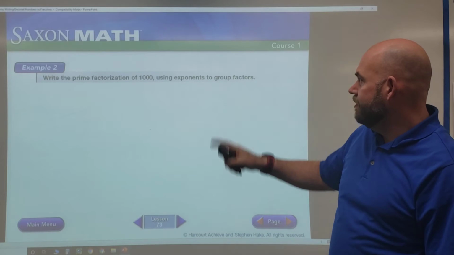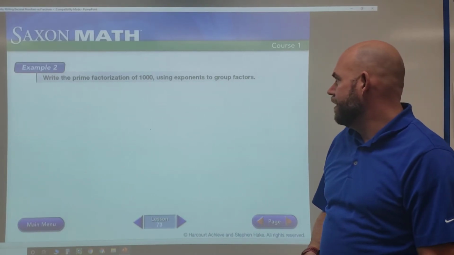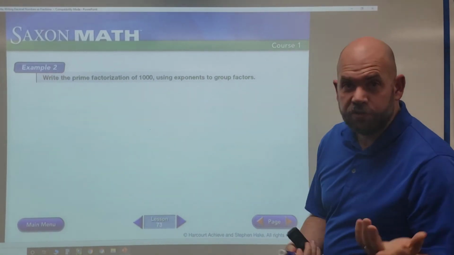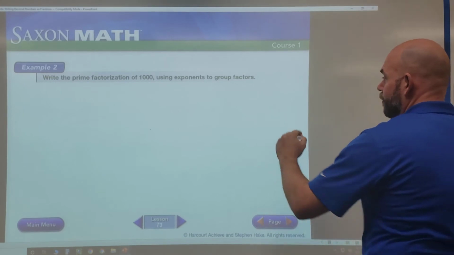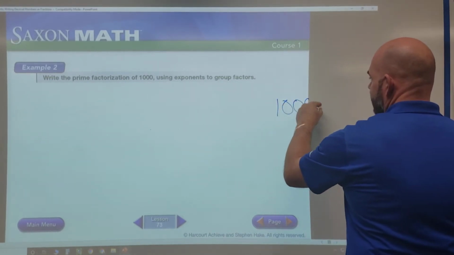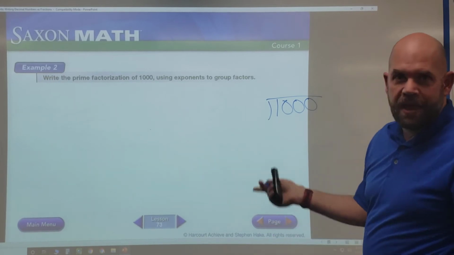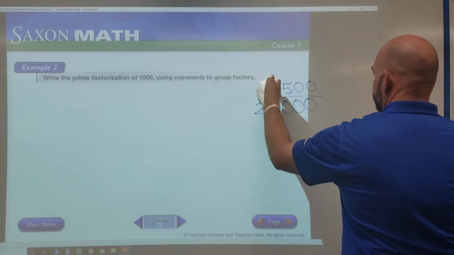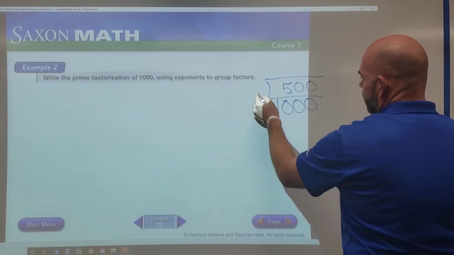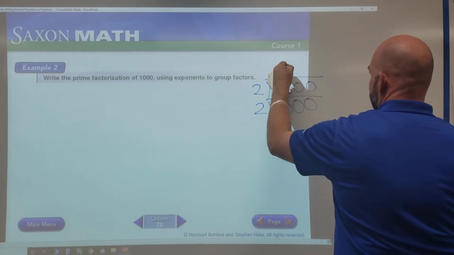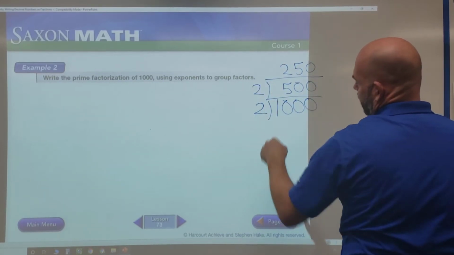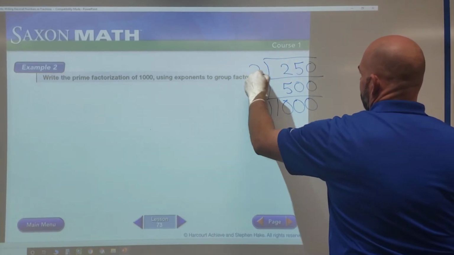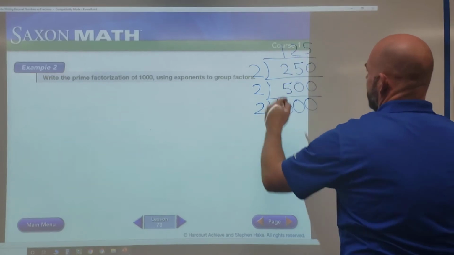All right, write a prime factorization of 1,000 using exponents to group factors. Now this is a little bit of review, so I'll show you both ways. So let's review. We can do the stacking method. So if it's 1,000, I know that a factor of that is 2 because it's an even number. So 2 goes into 1,000 500 times. 500 is still even. 2 goes into 500 250 times. And I'm not doing the full division because I know this. 250 divided by 2 is 125. Now it's not even anymore.